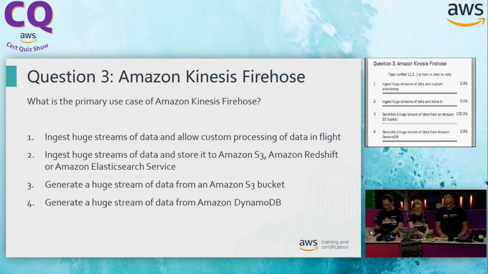So number 1, ingest huge streams of data. That sounds like Kinesis to me. And allow custom processing of data in flight. Now, Kinesis Firehose does allow you to transform some of the data as it comes in. You can run a Lambda function and transform some of the data, but it doesn't really do custom processing. You're probably better off to use something like Kinesis Data Streams, where you can send that data to EMR, Elastic MapReduce, and process that data. So I'm going to mark that one as incorrect and move on to the next one.